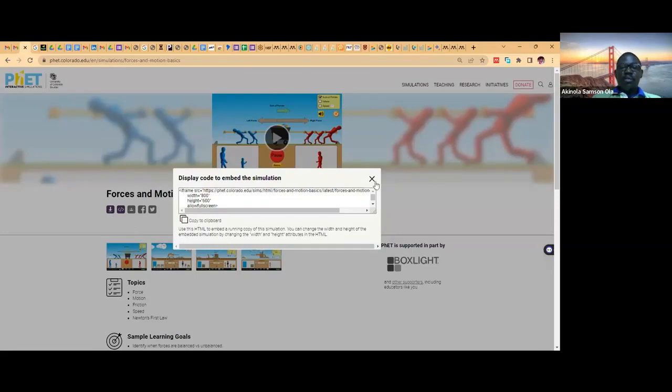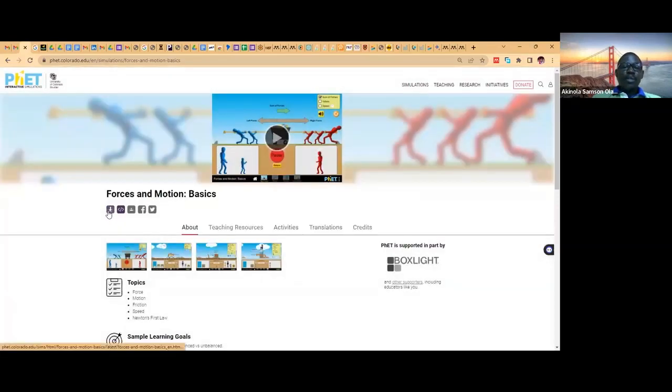Then we also have the option of downloading the simulation. If I click this, the sim will be downloaded for me in HTML5. So it's available offline. I can use it anytime, any day. But beyond downloading an individual simulation, I can also download the complete simulation, the offline version.